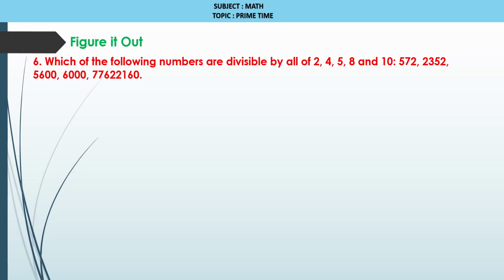Question number 6. Which of the following are divisible by all of 2, 4, 5 and 10? The numbers given are 572, 2,352, 5,600, 6,000 and 7,76,22,160.